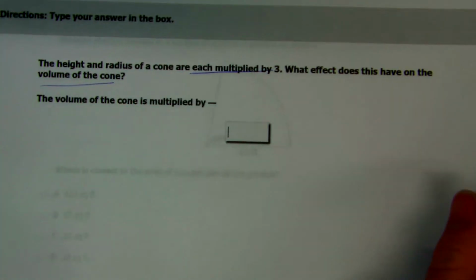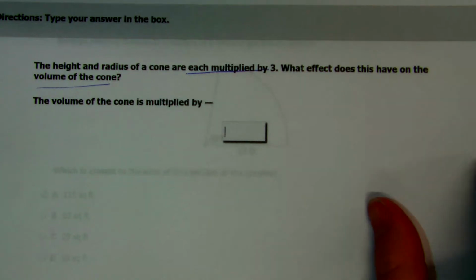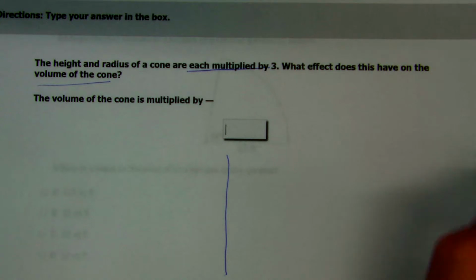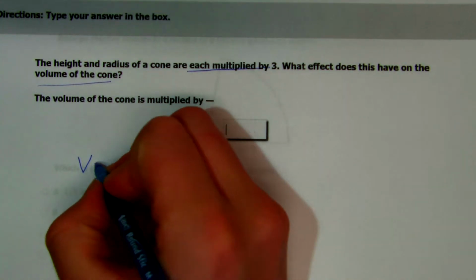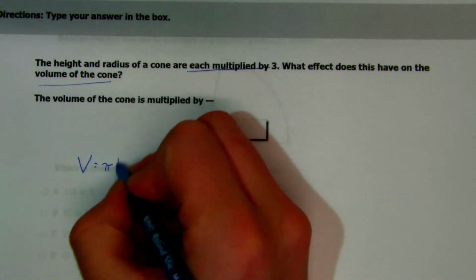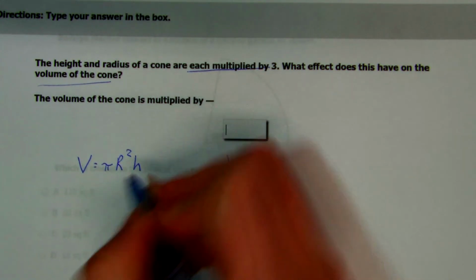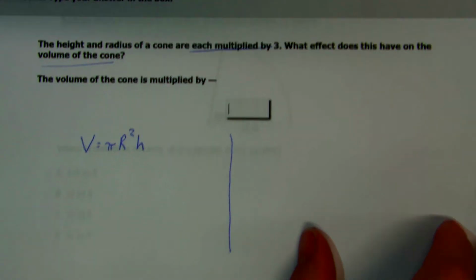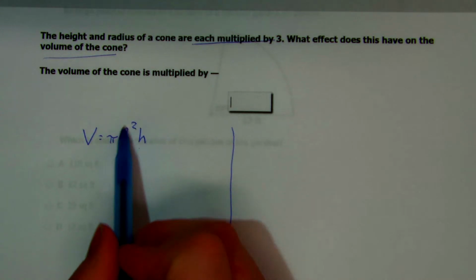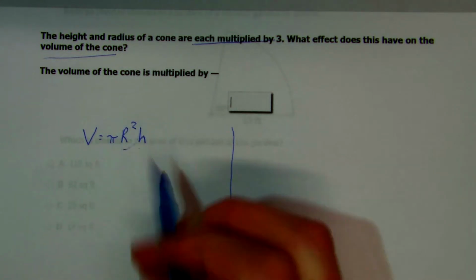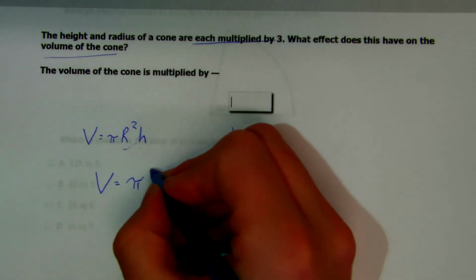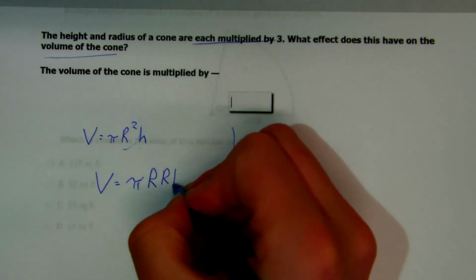There are two ways that you can approach this problem, and I'll do both of them separately. One of the things you can do is look at the formula for volume of a cone. You go to your formula sheet and you see that for a cone, V is equal to pi r squared h. And you're told what you're doing to your radius and to your height. What you can do is take your formula and expand your exponents. This just prevents you from making a little algebraic error. V is equal to pi r r h.